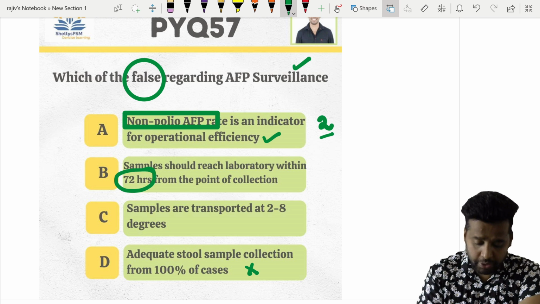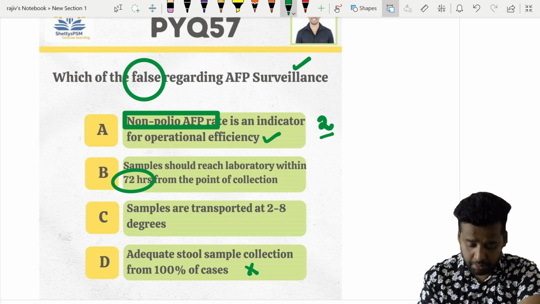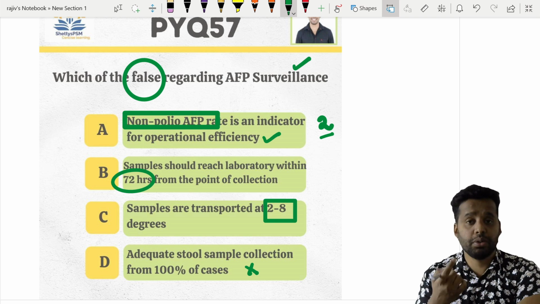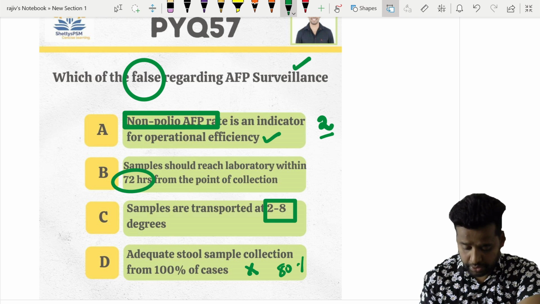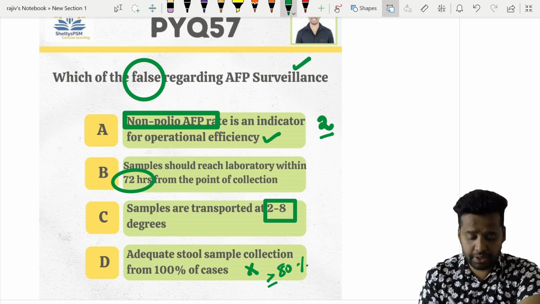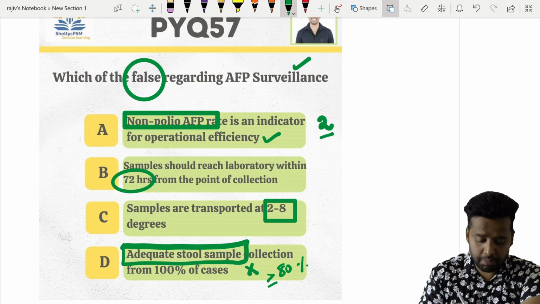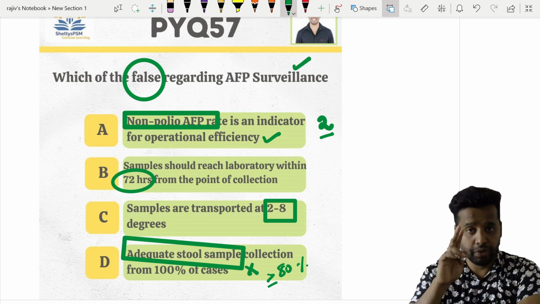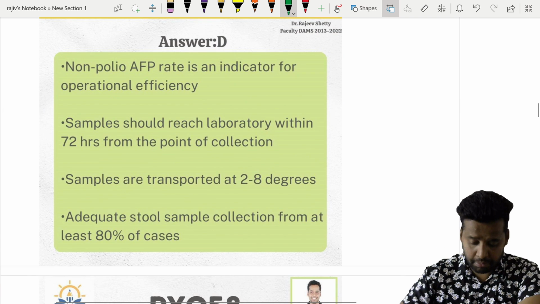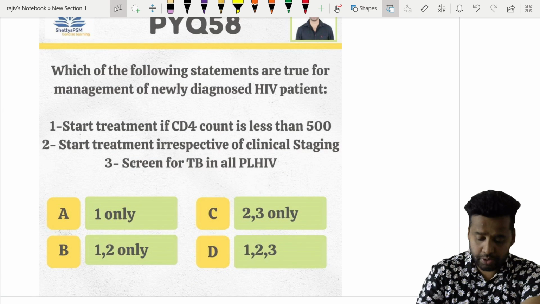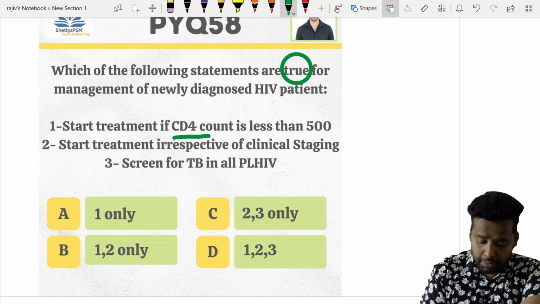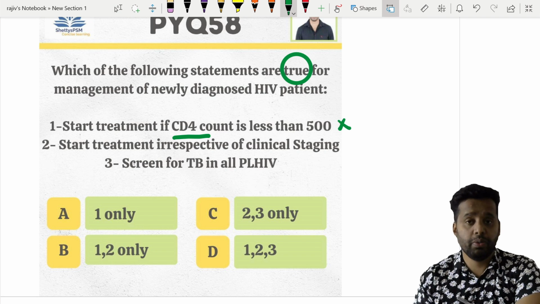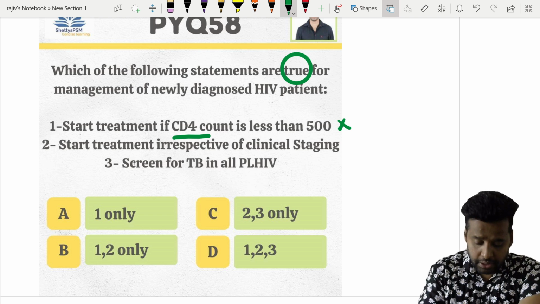Sample should reach the lab within 72 hours. Quality checking is important. Temperature 2 to 8, reverse cold chain. Adequate sample collection from 80% of the cases, minimum 80, not 100. What is adequate sample? 8 gram per sample collected within 2 weeks. Which of the following is true for newly diagnosed HIV patient? Start treatment if CD4 is less than 500. No, we have to start treatment irrespective of CD4 and clinical staging. That is the second statement.